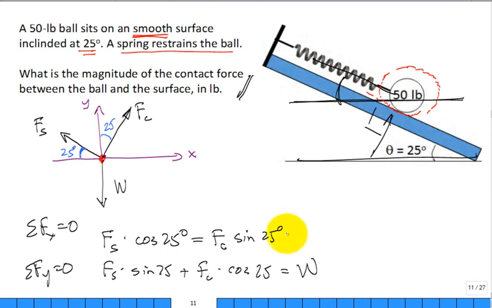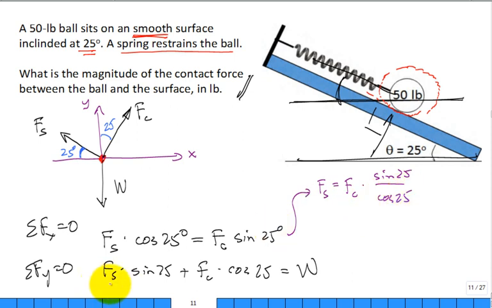So how many people said, look, I have two unknowns, Fc, which I'm looking for, and Fs. I don't know the force in the spring, do I? But if I take the first equation, I can express Fs as Fc times the sine of 25 divided by the cosine of 25.